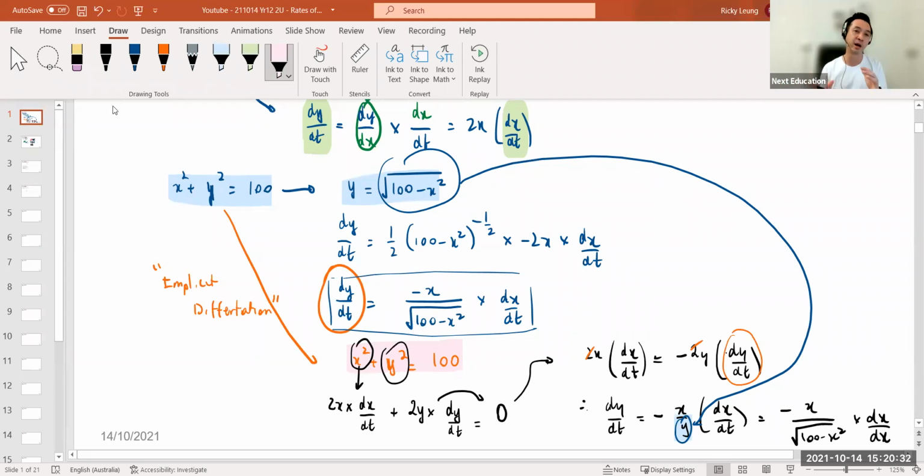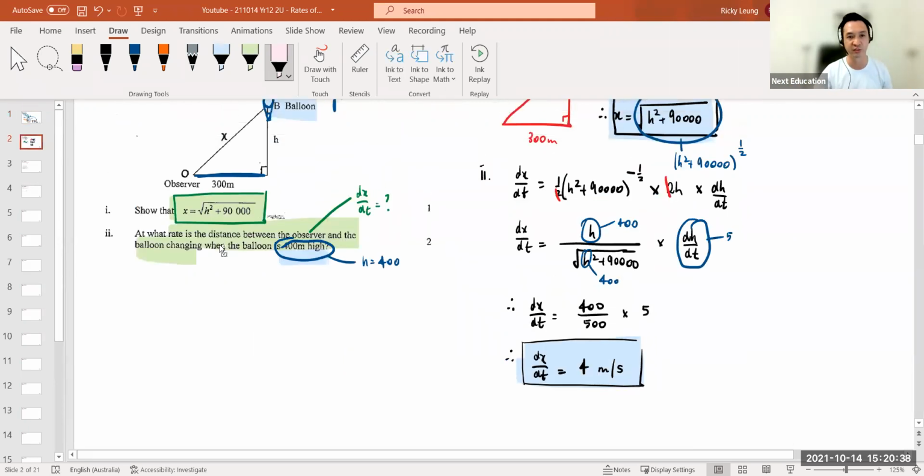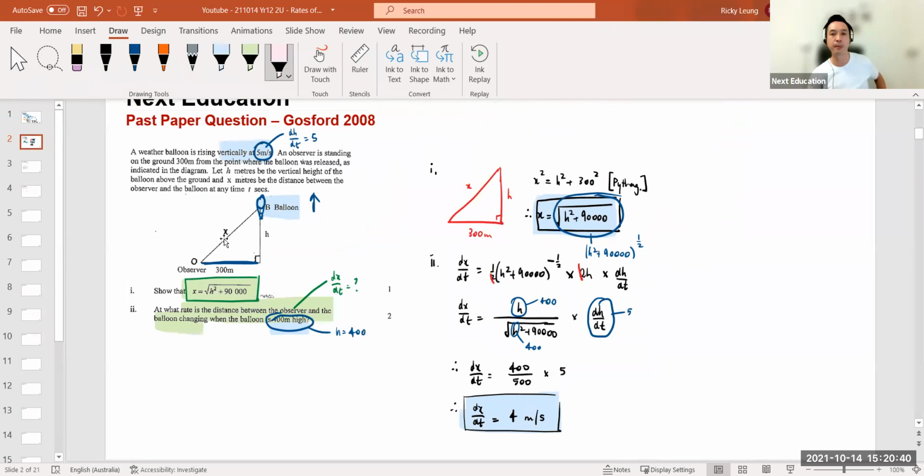Can I go back to the last example from last lesson where we looked at an example from Gosford that looked like this? You might recall this. In fact, if you don't, just go back to the video. Where there was an air balloon rising and there was an expression that was basically encapsulated by this diagram here.